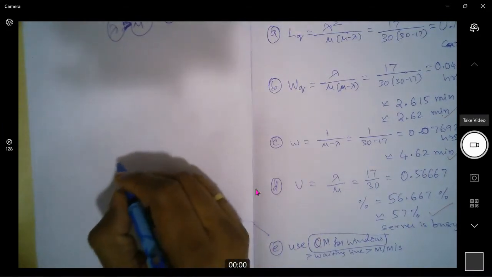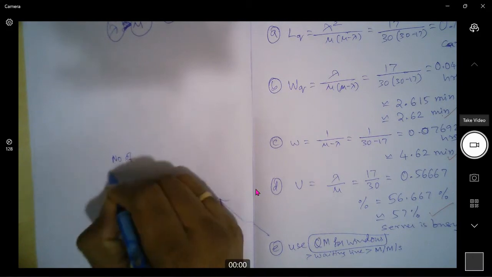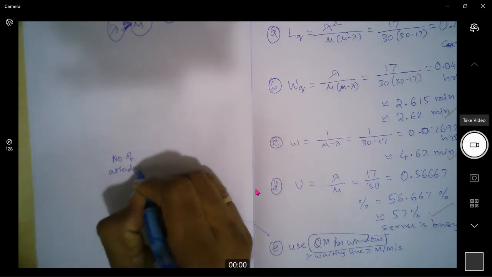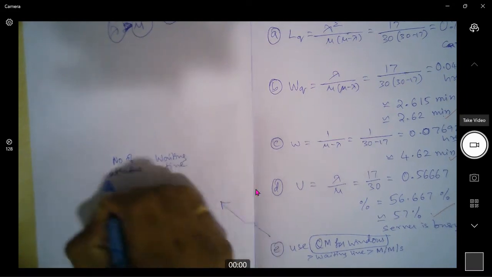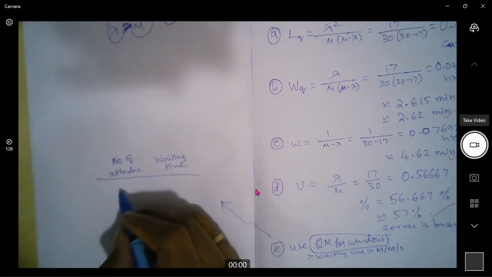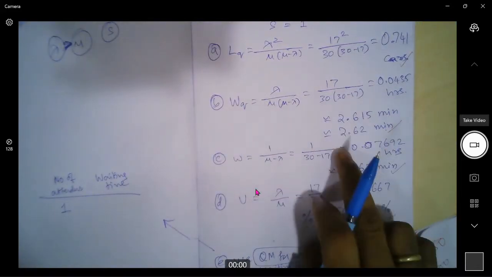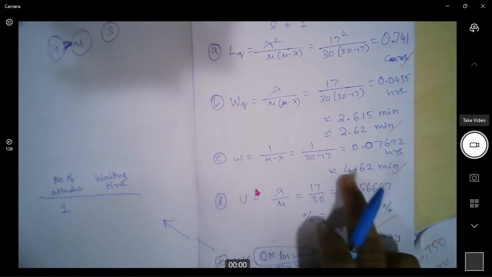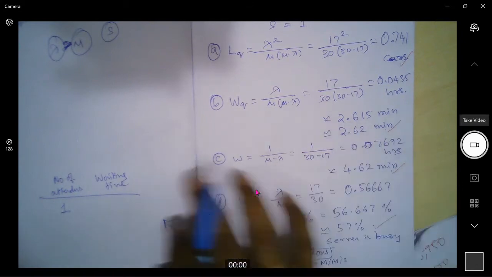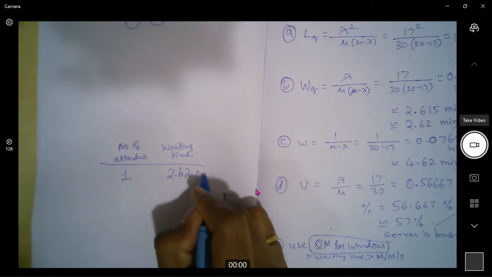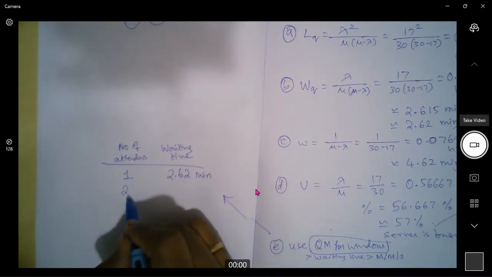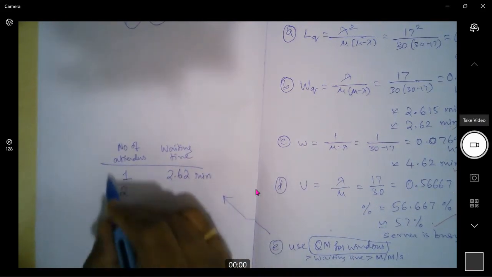Number of attendants and waiting time. So we have one attendant. What is the waiting time? Here you can see the waiting time in the queue is 2.62, whereas the waiting time in the system we should not count. So 2.62 only I will be taking. So 2.62 minutes. Now if there are two attendants, how much will be the waiting time?